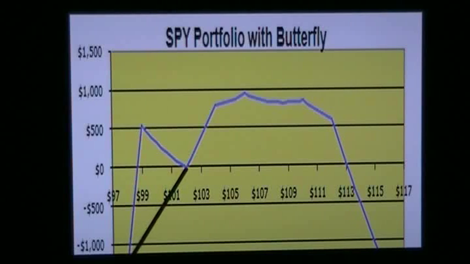Exactly at 102, we have a break-even situation. But if the stock should fall further than that, we start making more money. So if it falls all the way down to 99, we would make $500, or about 5% for the month. I want to say one thing about this break-even spot.